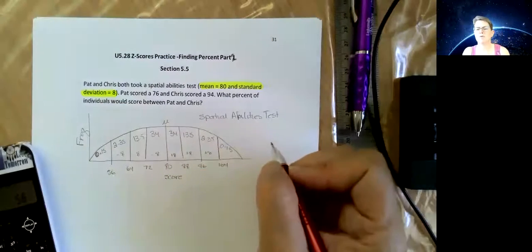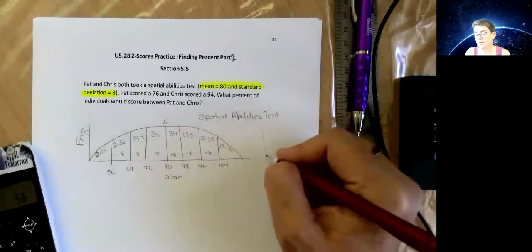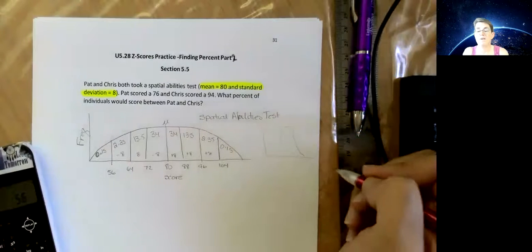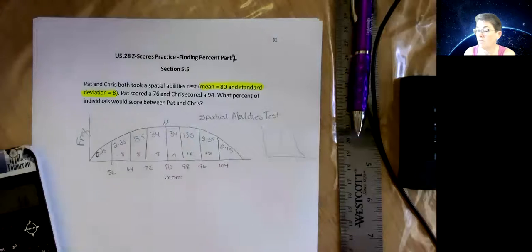I haven't apologized for a while. My curves always look like that. I know that a normal distribution is supposed to go more like that. But every time I try and draw that, I never have enough room across the bottom. So I have one that's got a huge spread to it.